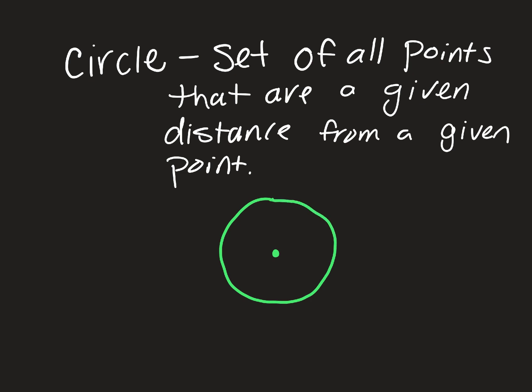Right. And does anybody remember what we call the line that we draw from the center to the edge of a circle? Radius, right? So that's the radius of the circle. That gives you that distance. So that distance from the point is your radius.